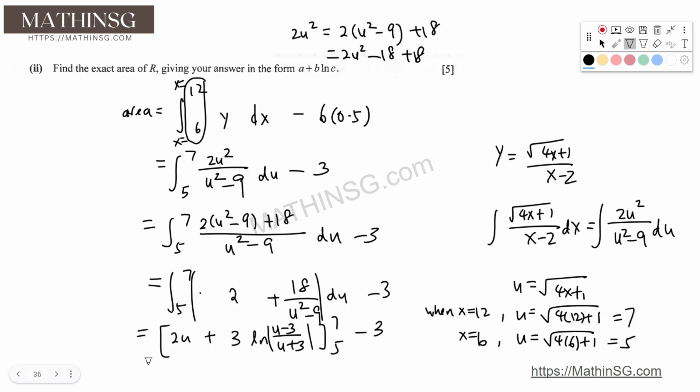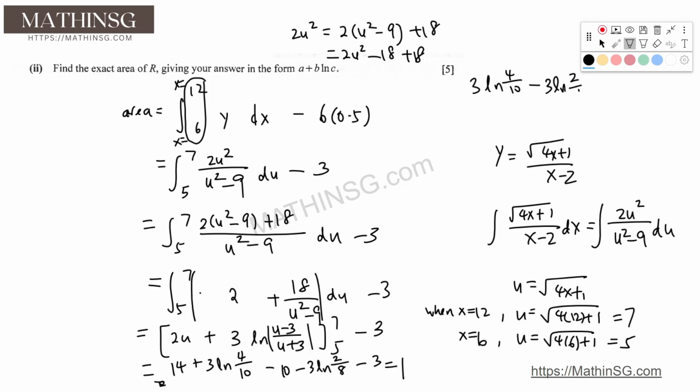Okay, so now what we need to do is to sub in u equals to 7. So I have 14 plus 3 ln of 7 minus 3 over 7 plus 3, which is 4 over 10. Then minus, now I sub in u equals to 5: 10, then minus 3 ln of 5 minus 3 over 5 plus 3, which is 2 over 8. Okay, so 14 minus 10 is 4, minus 3 is 1, right? So you have 3 ln 4 over 10 minus 3 ln 2 over 8, right? 2 over 8 is basically 1 over 4.